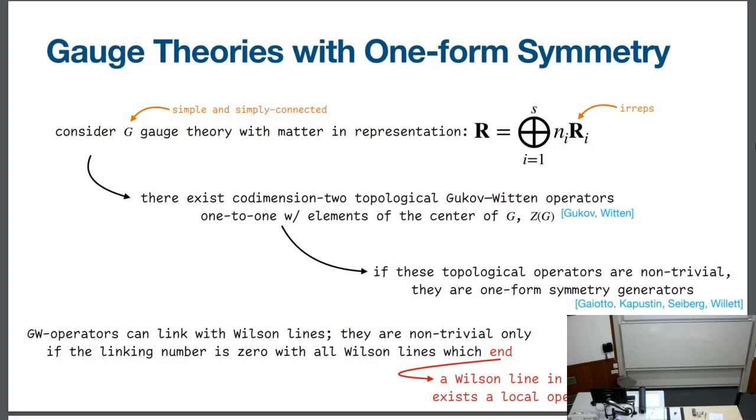No, the answer to the question you just asked is what I'm about to say, basically. So there are topological Gukov-Witten operators in the center, as long as the gauge group is simple and simply connected. But if you have matter, a bunch of them will become trivial. And then you get a subgroup of the center as the one-form symmetry.